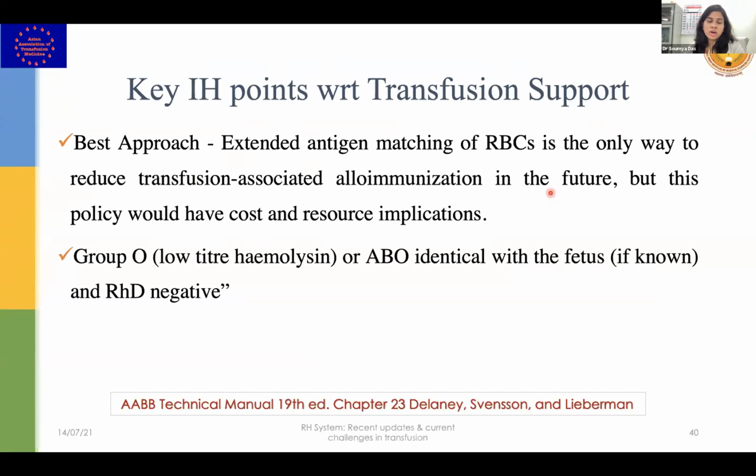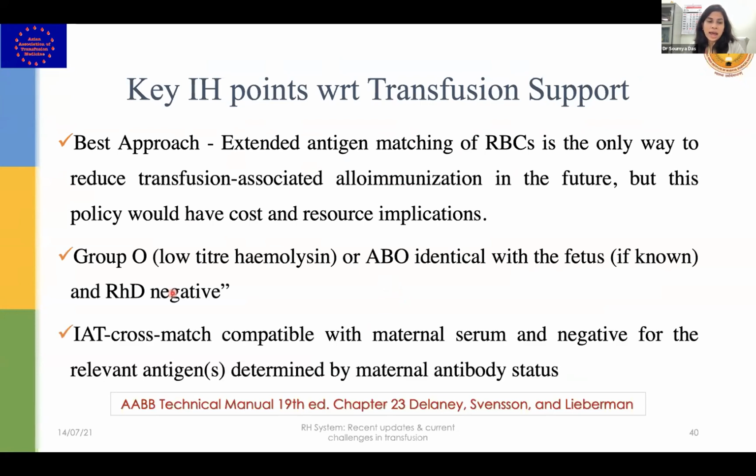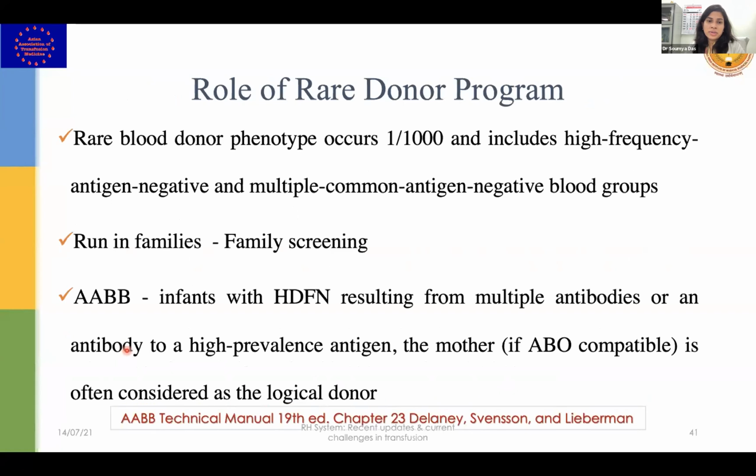Then group O, low titer hemolysin or ABO identical with the fetus if known, and RhD negative blood. It is mandatory to do an IAT cross match with maternal serum and negative for relevant antigens determined by the maternal antibody status. The role of the rare donor program: ABB states that for infants with HDFN resulting from multiple antibodies or an antibody to a high prevalence antigen, the mother, if ABO compatible, can be considered as a logical donor, or use family screening in order to find the rare groups.